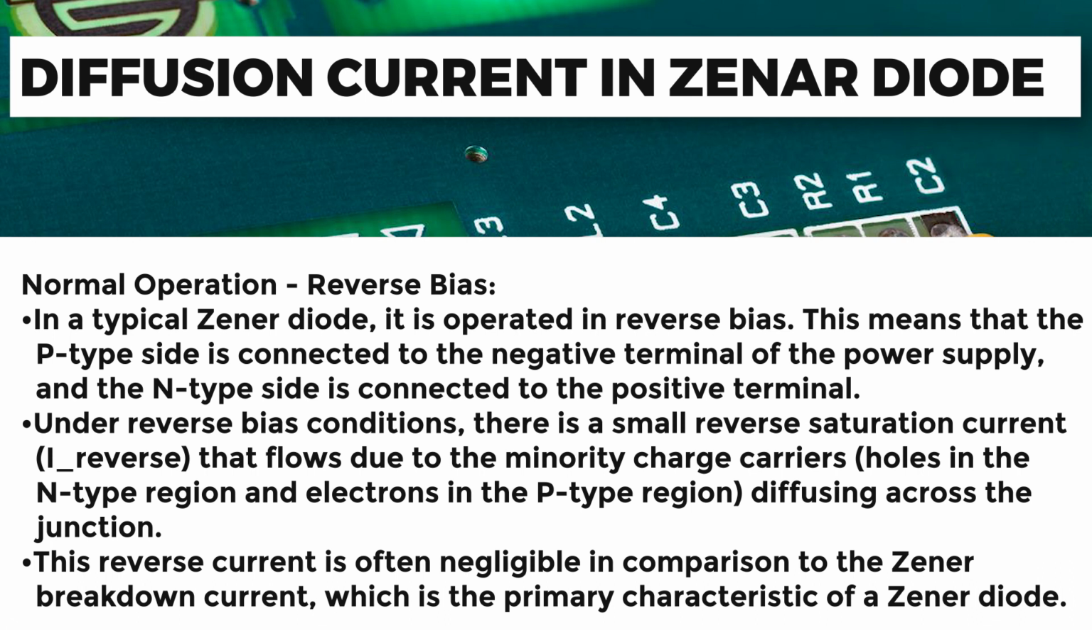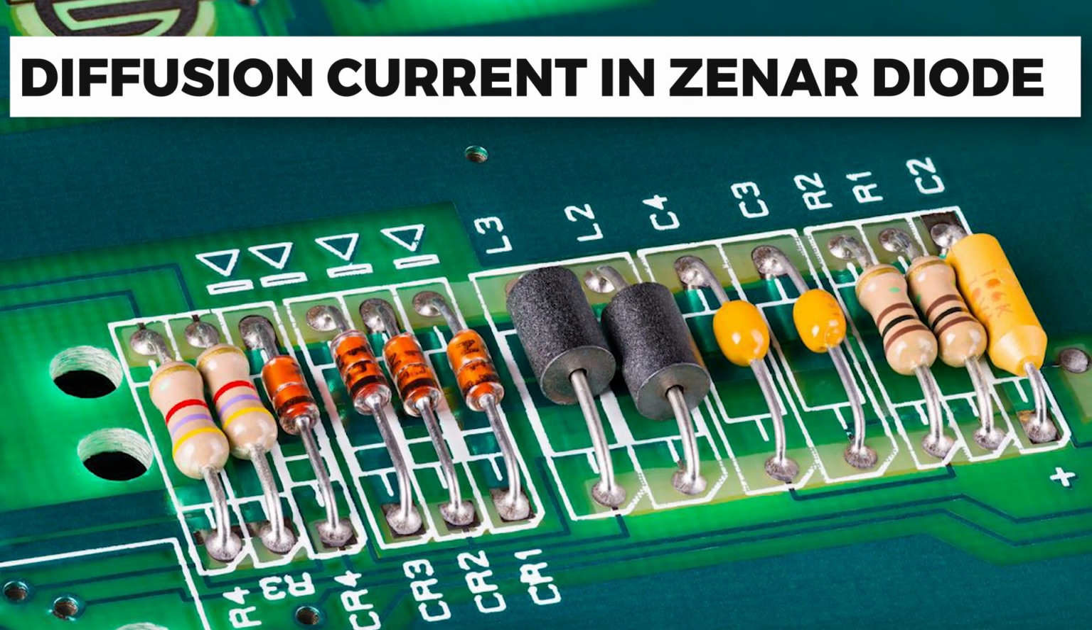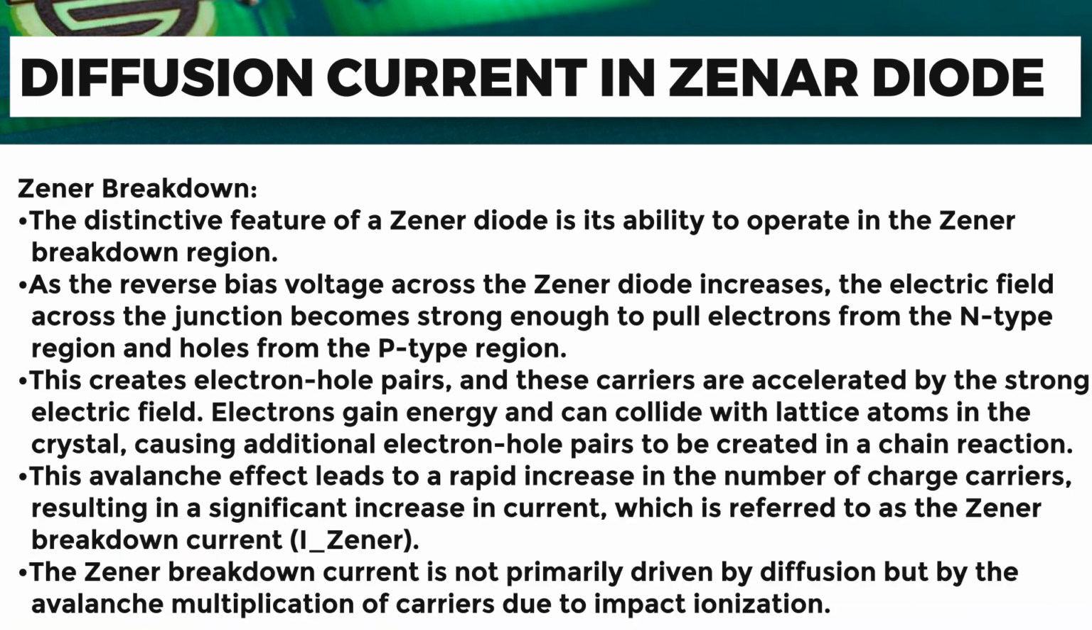These charge carriers may be holes in the n-type region or electrons in the p-type region, diffusing across the junction. The reverse current is often negligible in comparison to the Zener breakdown current, which is the primary characteristic of a Zener diode. The second one is the Zener breakdown. The distinctive feature of a Zener diode is its ability to operate in the Zener breakdown region.